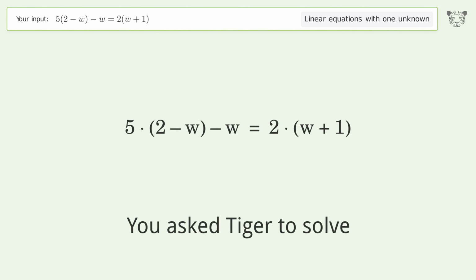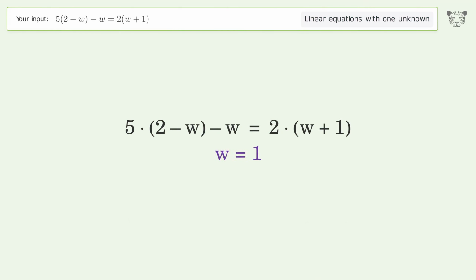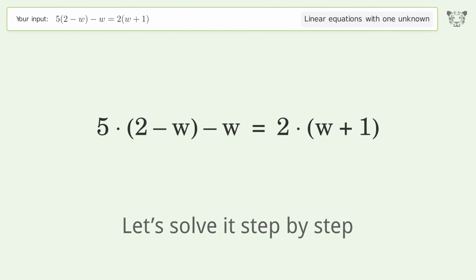You ask Tiger to solve this. This deals with linear equations with one unknown. The final result is w=1. Let's solve it step by step.